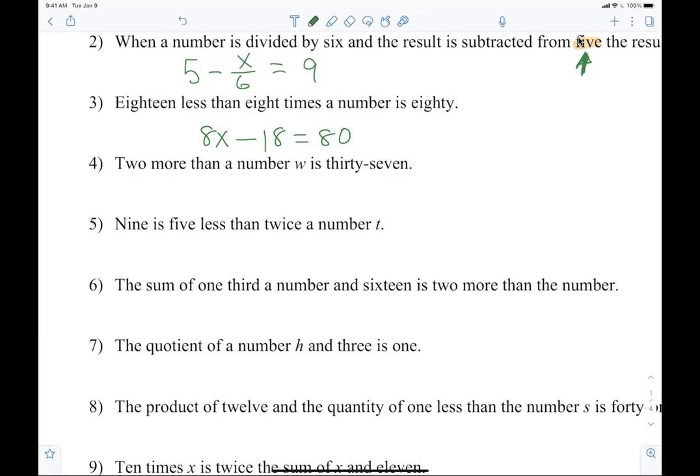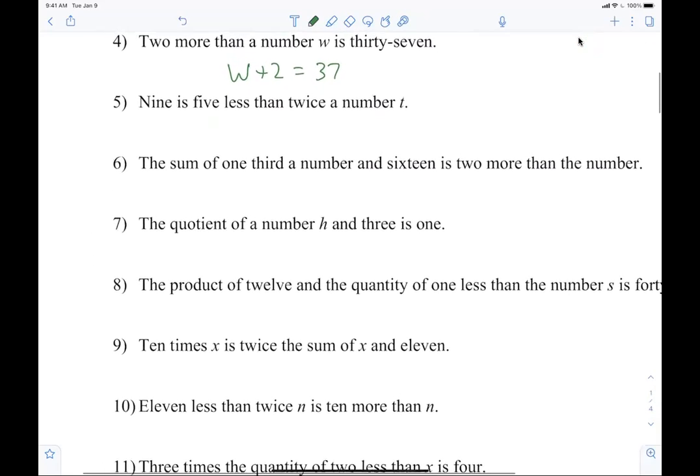Yes, sir. Does it matter which way you put it? I don't know what that means. Like, negative 18? No, I want it just like that. All right, trust me. As we do the word problems, it's important to set it up accurately. All right. Number 4. 2 more than number W is 37. Is it W plus 2 equals 37? All right, I'm happy with that. Very good. Very, very good.